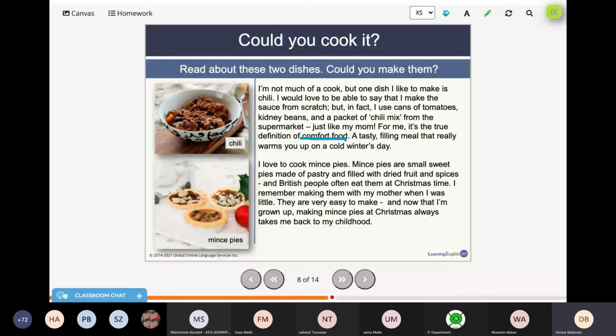The second one, mince pies. I love to cook mince pies. Mince pies are small, sweet pies made of pastry and filled with dried fruit and spices. And British people often eat them at Christmas time. I remember making them with my mother when I was little. They are very easy to make, and now that I'm grown up, making mince pies at Christmas always takes me back to my childhood. So for this writer, mince pies are probably also comfort food.